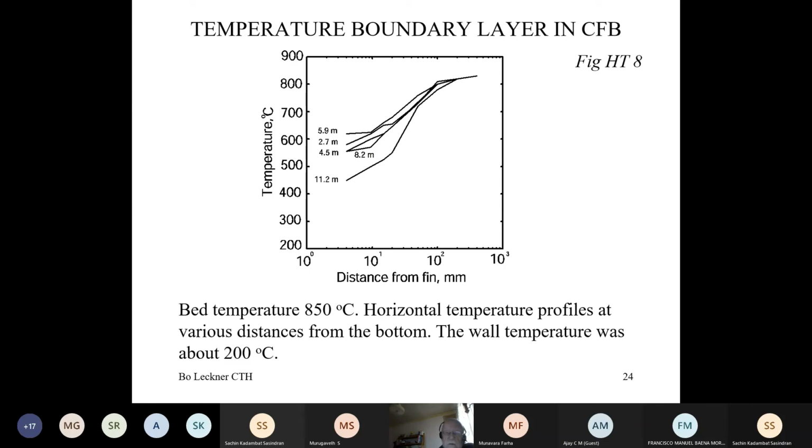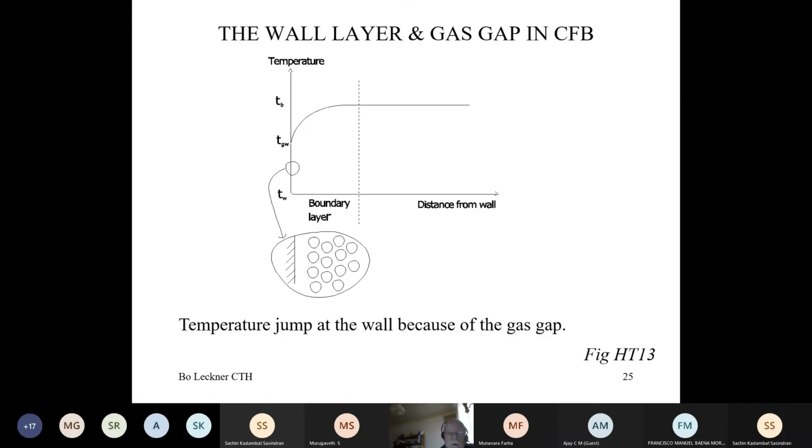David was talking about the core and the wall layers. Particles were gathering at the walls and descending there. And here is the temperature aspect of the wall layer. The bed temperature is 850 degrees, and the distance from the wall in a logarithmic scale is here. So here is the core of the bed, 850 degrees, but you can see that at various heights from the bottom, the temperature in the wall layer is decreasing because of the heat transfer to the cooled walls.